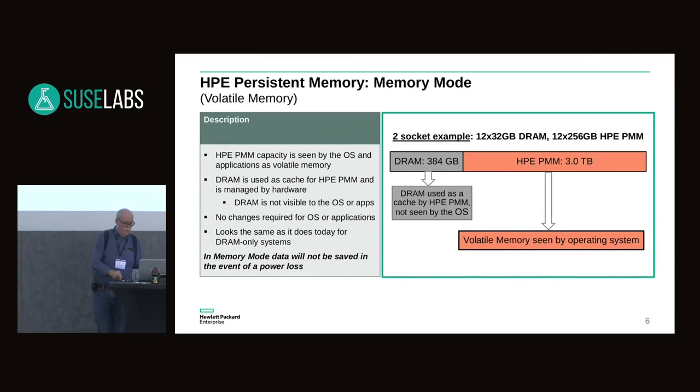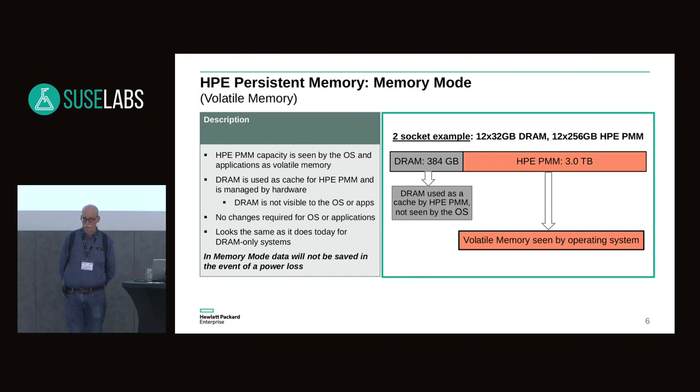For memory mode, it's important to note that what you've got is the same combination of size as the previous frame. Actually, the sizes are different. You've got a certain amount of DRAM and a certain amount of persistent memory. When you're using it in memory mode, the DRAM disappears and becomes a cache for the persistent memory. So you don't have access to the DRAM at all. It's just magically gone. The hardware and the firmware hide it from you.